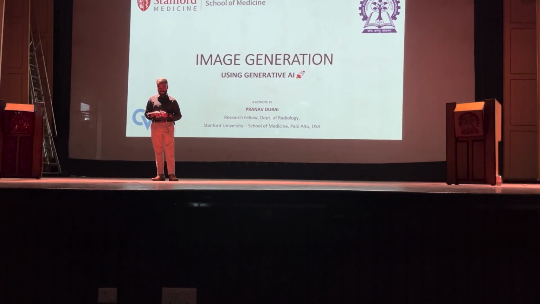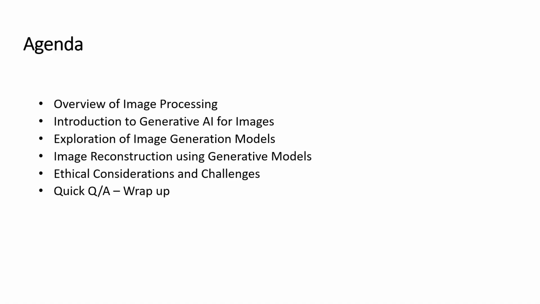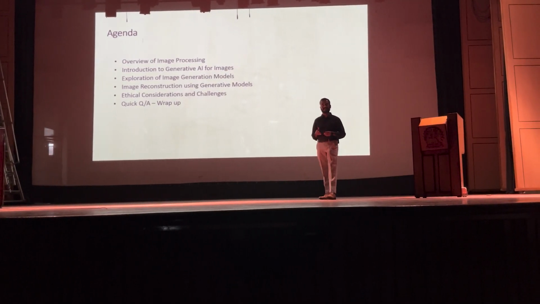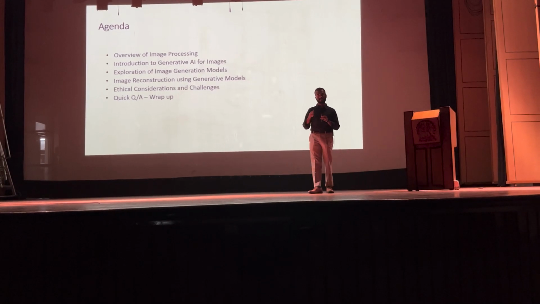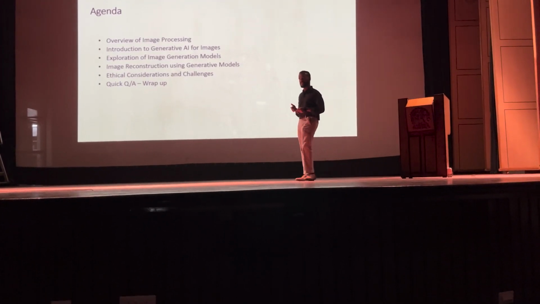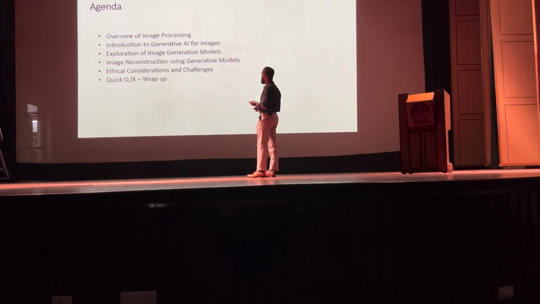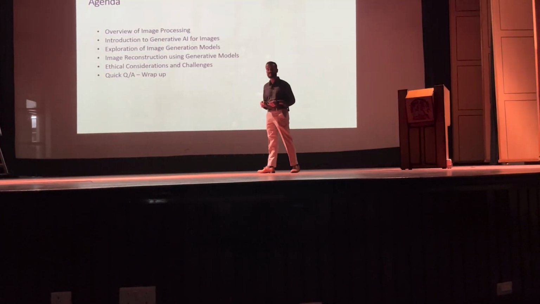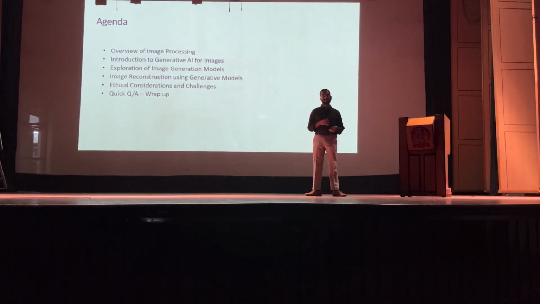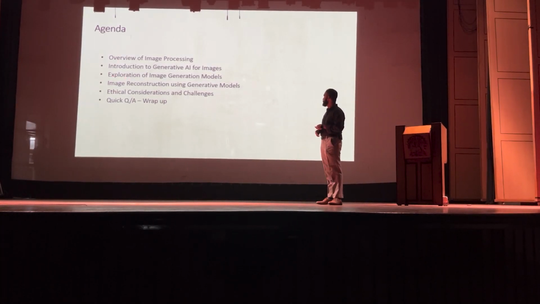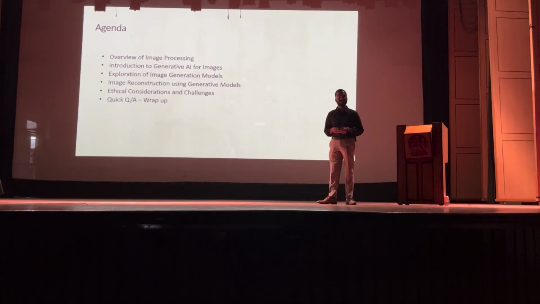Okay. So what I have for today is the agenda. We'll first start with an overview of image processing. We'll try to understand what exactly we can do with just raw images and how we can extract meaningful data from them. Then we'll have an introduction to generative AI specifically for images, where we'll try to understand different capabilities, different models, and all of that. We'll also explore a few different image generation models.